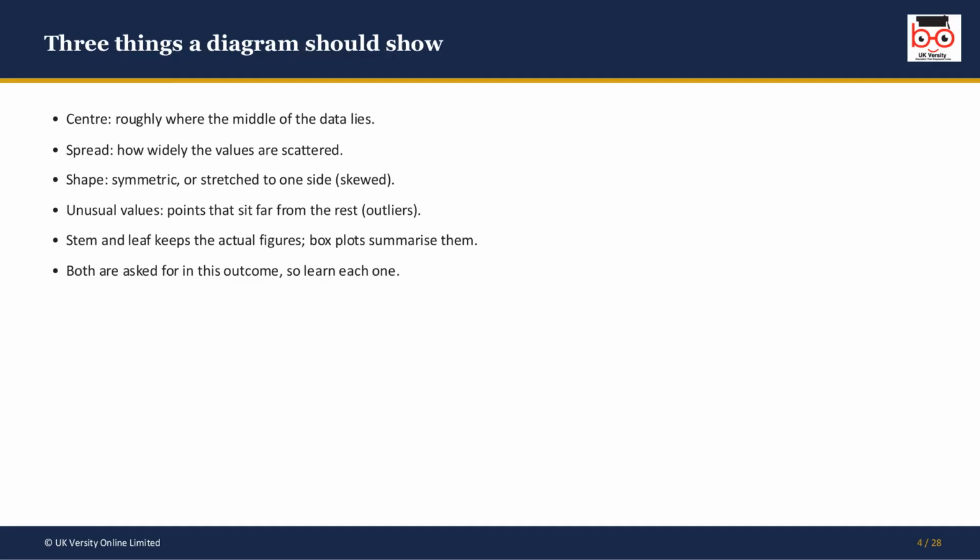There are really three things a good diagram should reveal. First, the center, roughly where the middle of the data sits. Second, the spread, how widely the values are scattered. And third, the shape, whether the data is fairly symmetric or stretched off to one side, which we call skew. On top of that, keep an eye out for unusual values sitting far from the rest, the outliers. A stem and leaf keeps the actual figures, while a box plot boils them down to a summary.